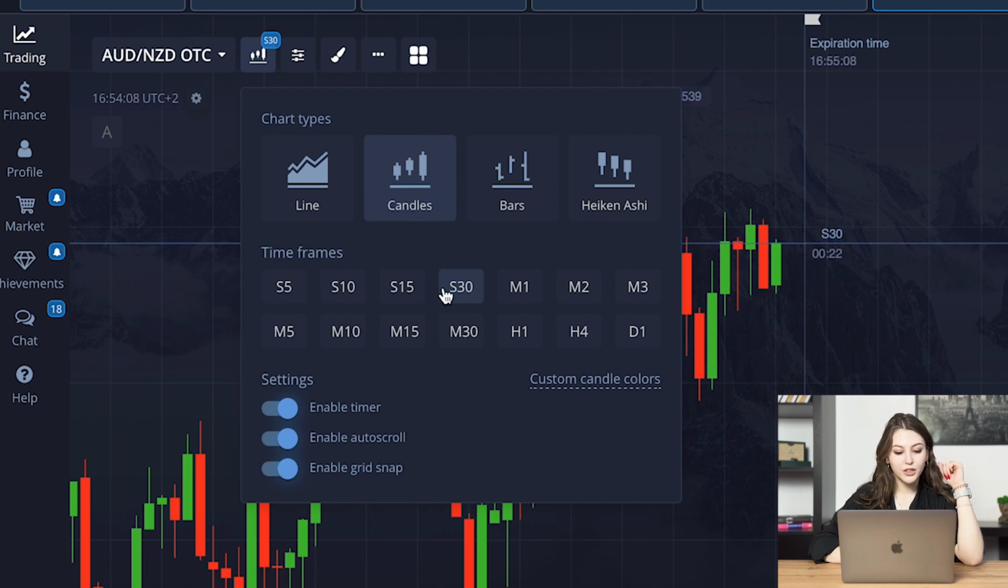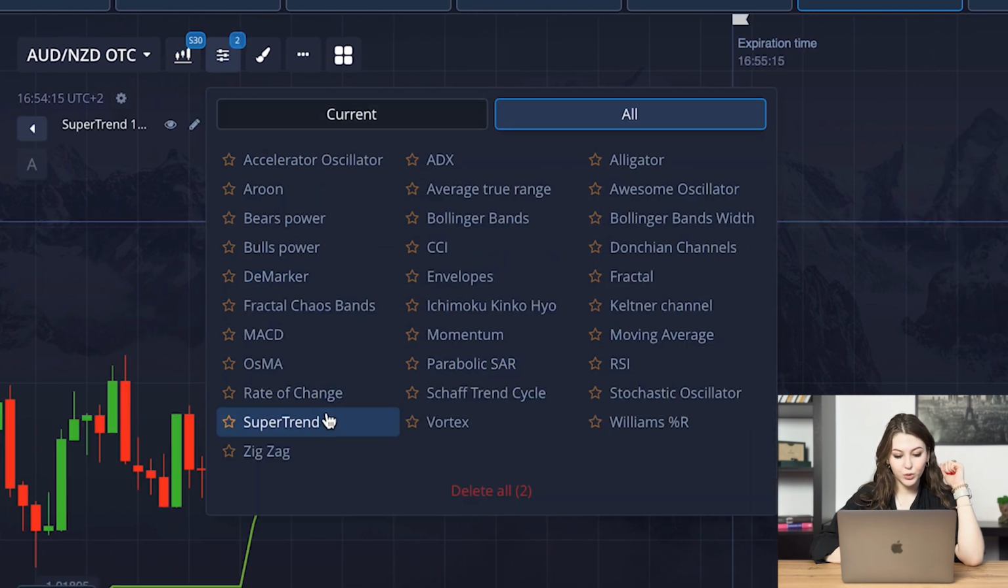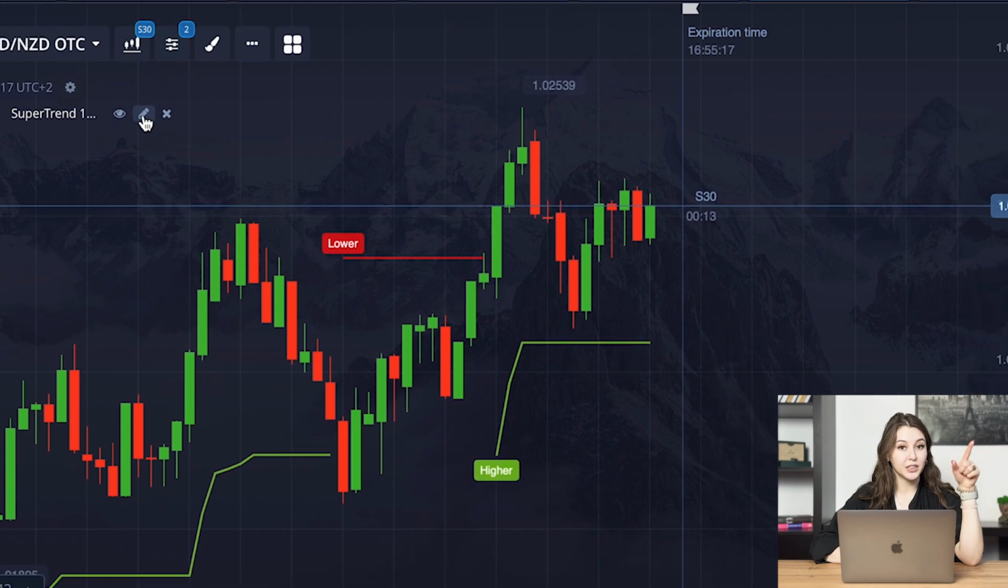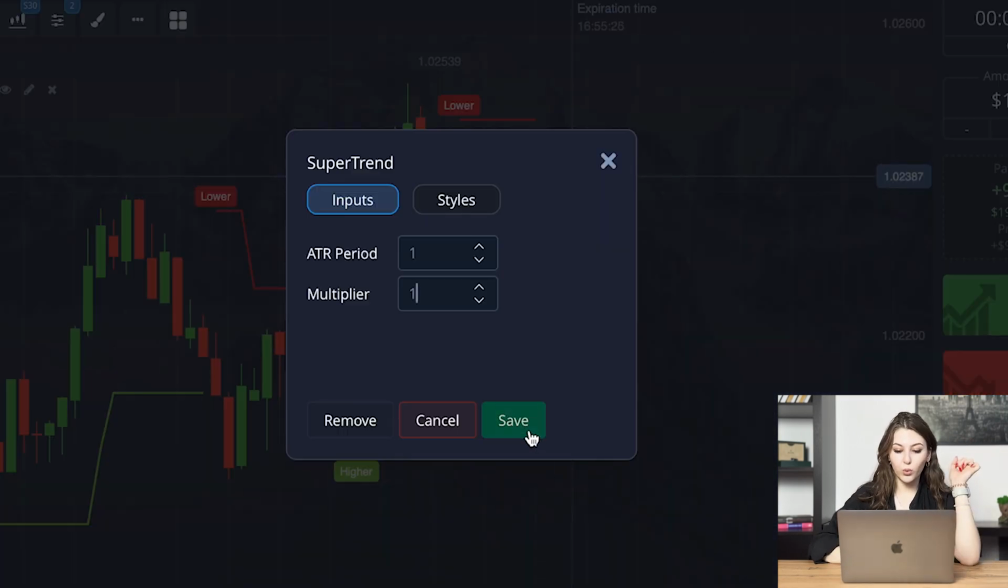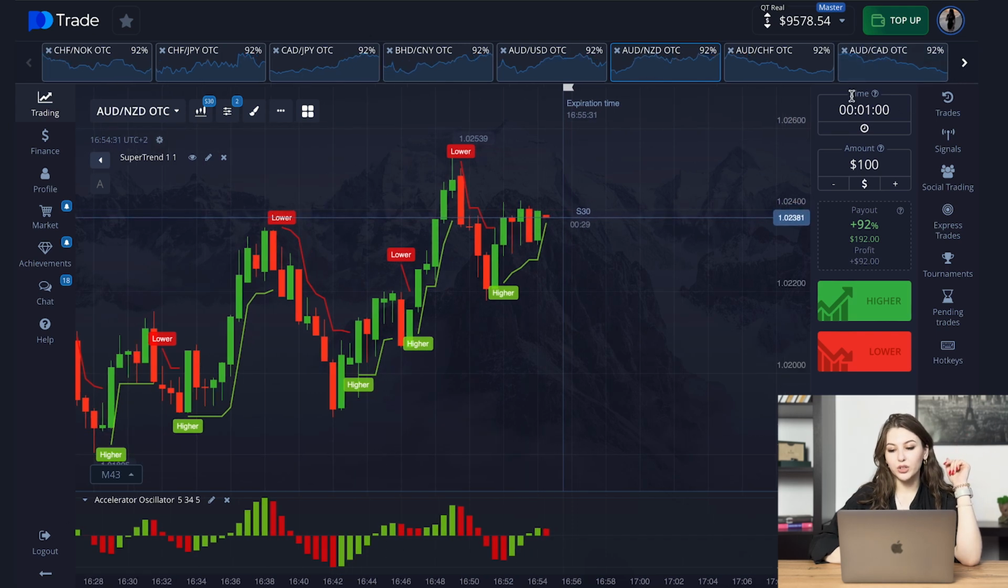Also, I choose the candles for 30 seconds, enable all the timers. Also today I'm gonna use the oscillator and the super trend indicators and correct them a little bit. And here we're gonna put one as well. And here we are ready to trade. We're gonna use the time frame for 1 minute and $100.